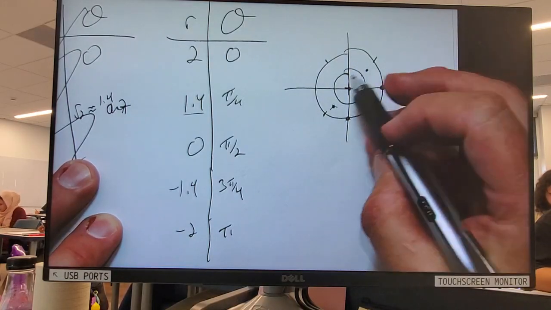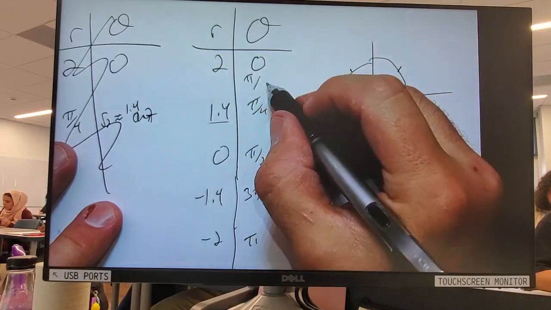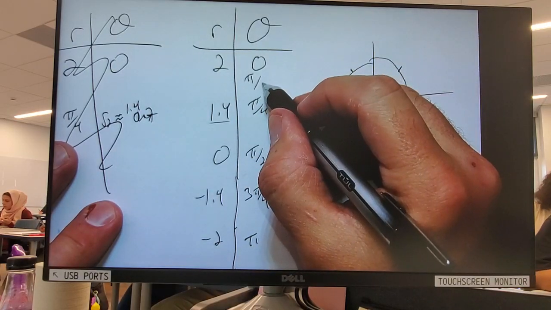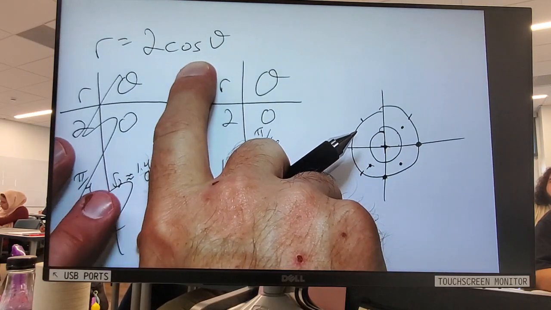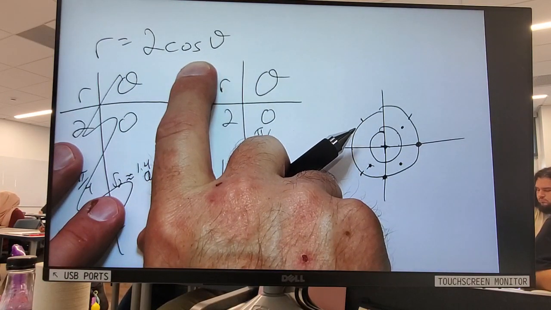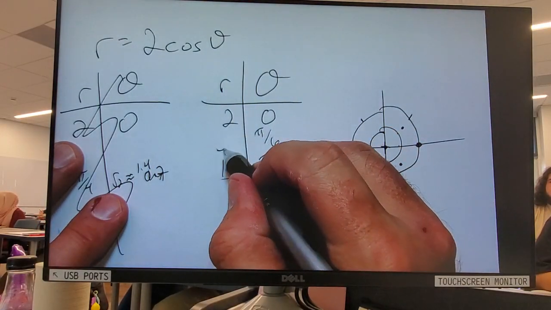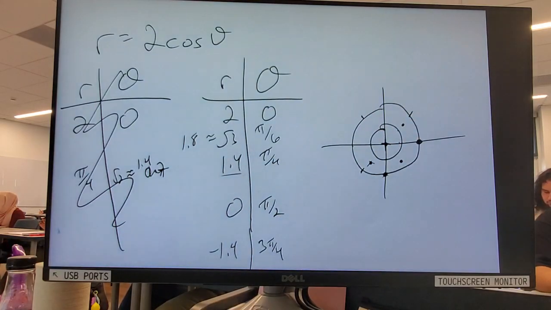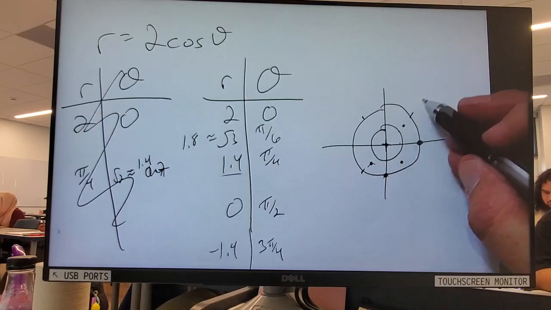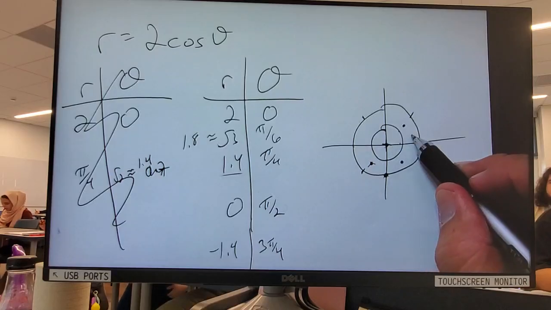So what I end up with is potentially I need a little more resolution. It doesn't really matter. Let's do pi over 6. That would be here instead of pi over 3 over here. Does anyone remember what cosine of pi over 6 is? Yeah, root 3 over 2. So root 3 over 2 times 2 is root 3. Square root of 3 is about 1.7 something. So if I look at 30 degrees, I should go out 1.8.